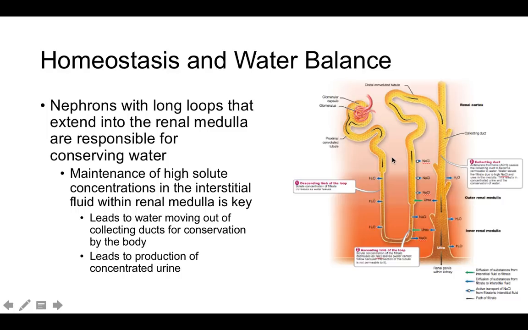So we have 3 regions of the kidney. We have the cortex, the medulla, and then we have where these collecting ducts empty into. They empty into the minor calyces, the major calyces, and then that whole thing is called the renal pelvis. And as we move down further into the kidney, it becomes saltier. Now, why would it be saltier in the kidneys? In the medulla of the kidney.